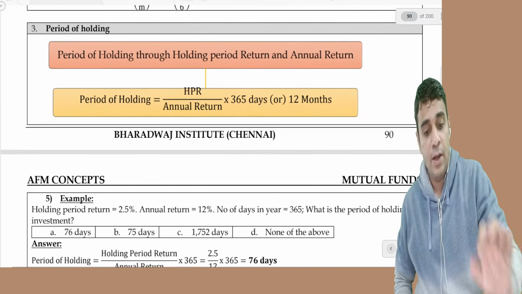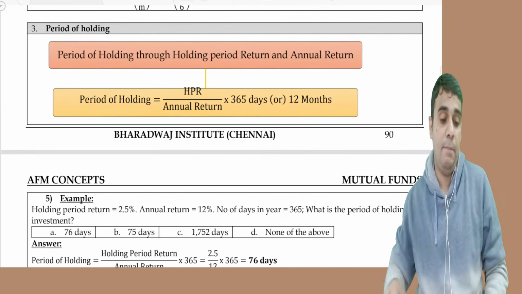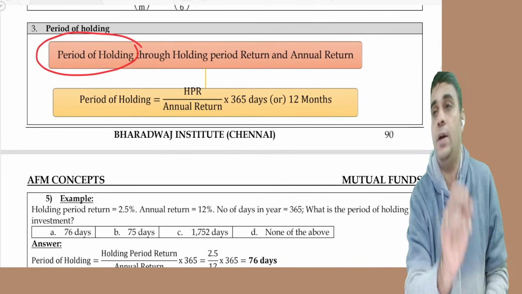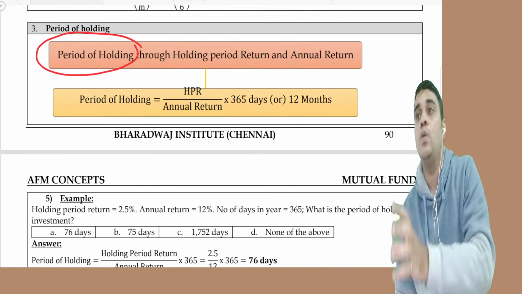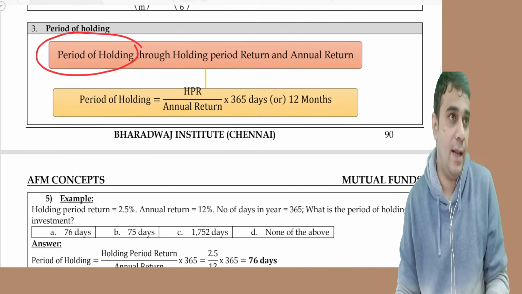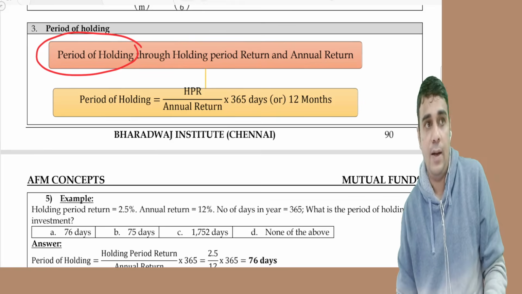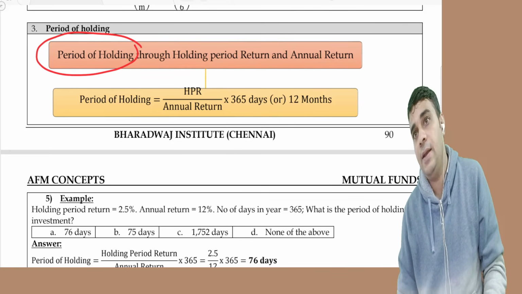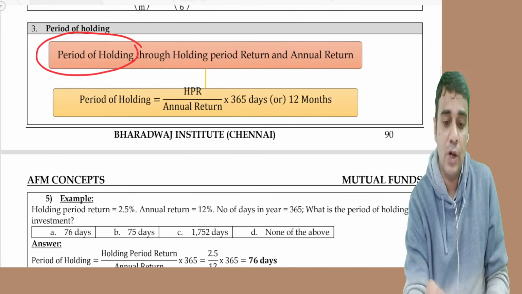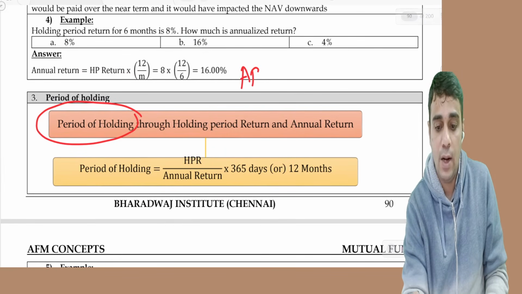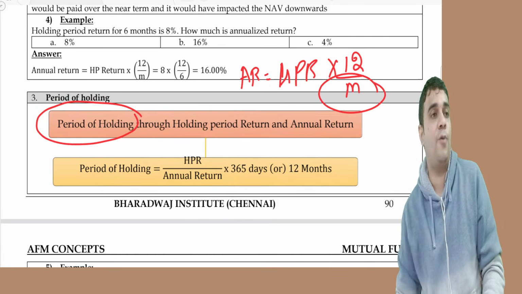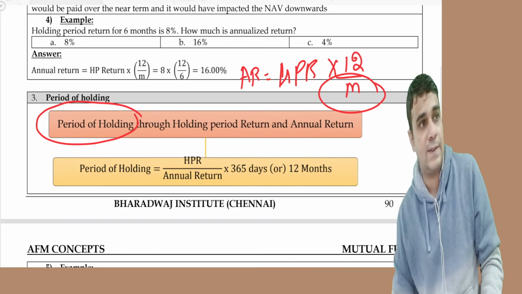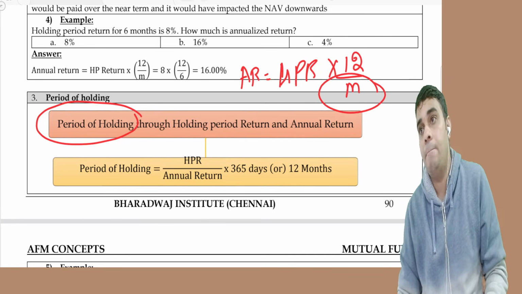Now, some exam question may ask you to calculate the period of holding. What they will do is give you the holding period return and the annual return, and the balancing figure is your period of investment. The formula is: annual return is equal to holding period return into 12 by M. M is the period of holding. This can become a balancing figure. This has come in the exam.